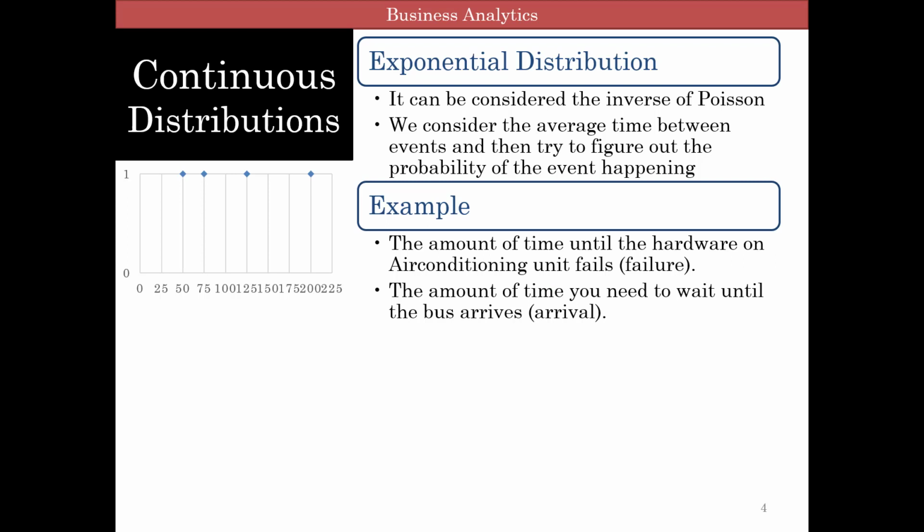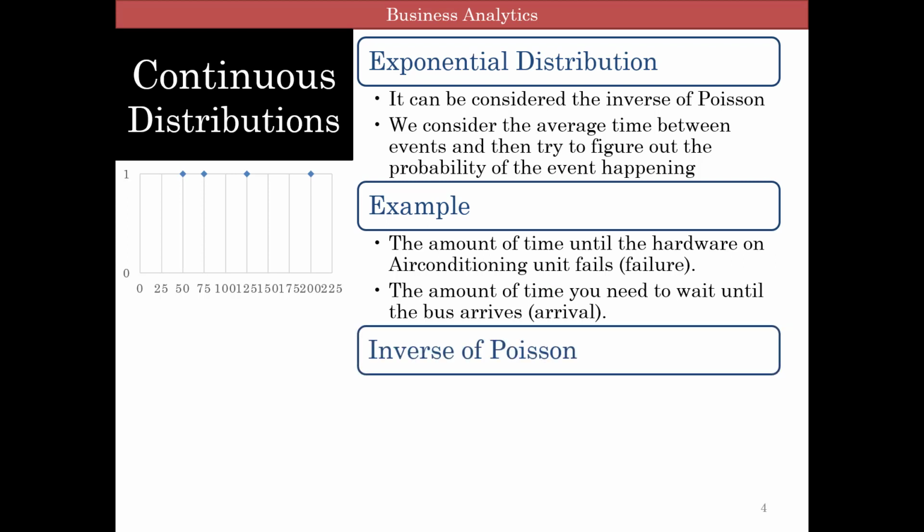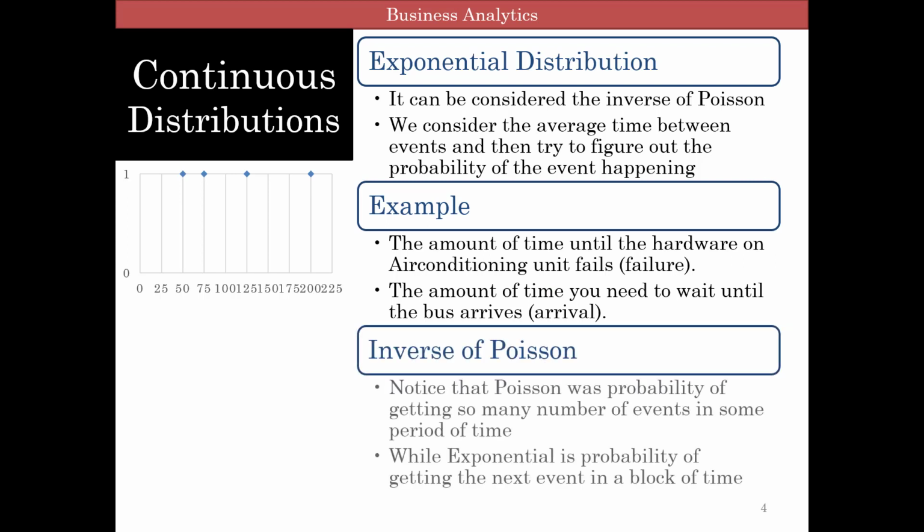You can look at waiting time, the average time for the bus to arrive, and as I talked about before, this is the inverse of Poisson distribution. Notice that Poisson was the probability of getting so many events in some period of time. That's what we talked about. And this is the probability of average time, the probability of getting the next event in the block of time.